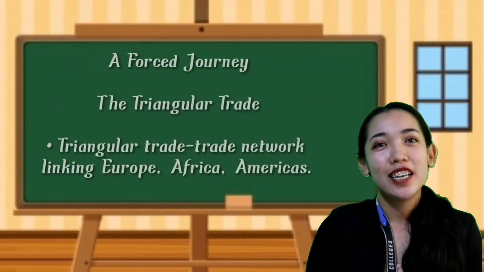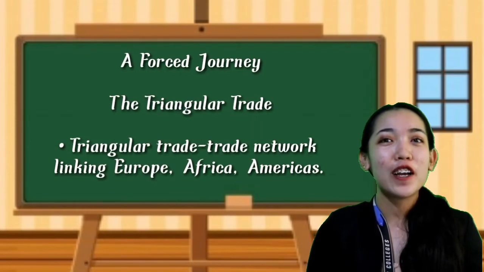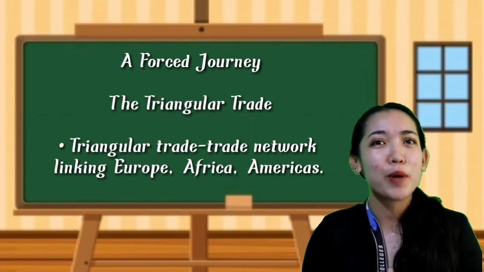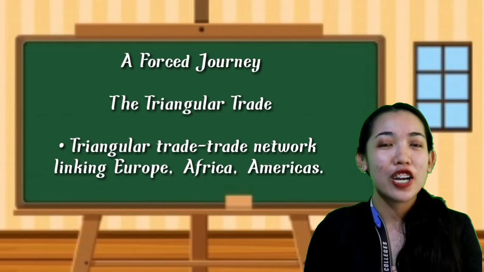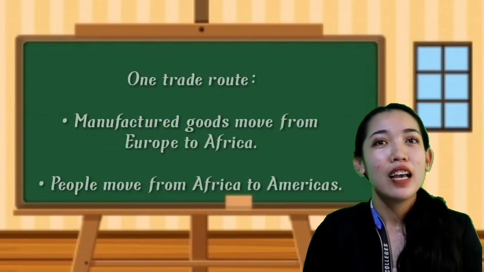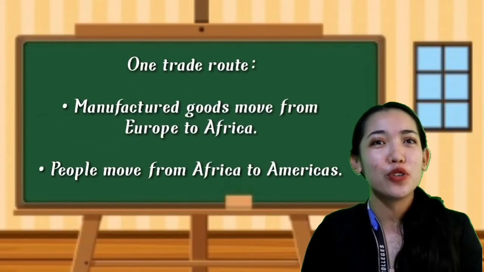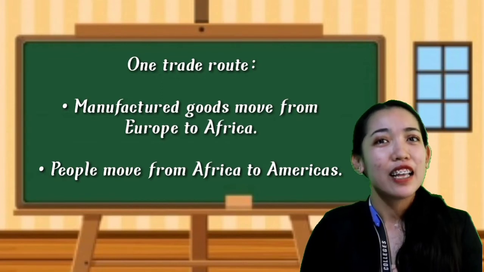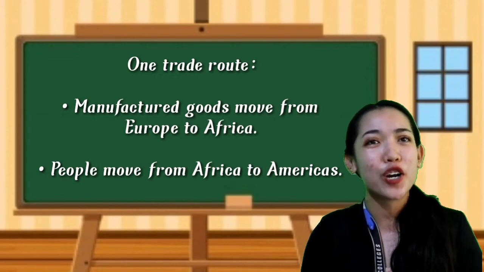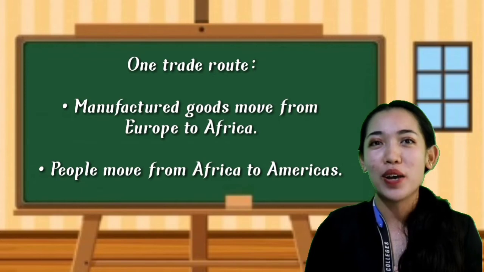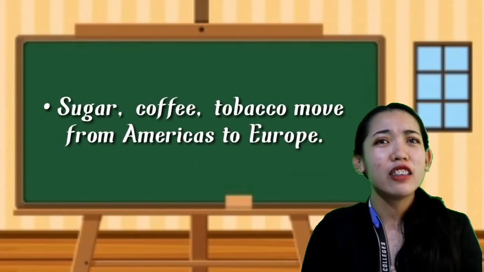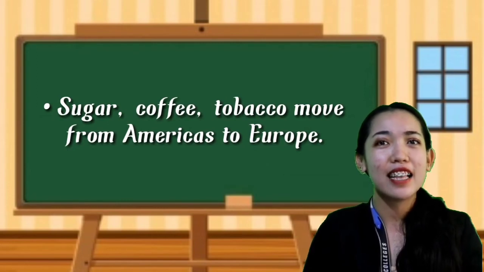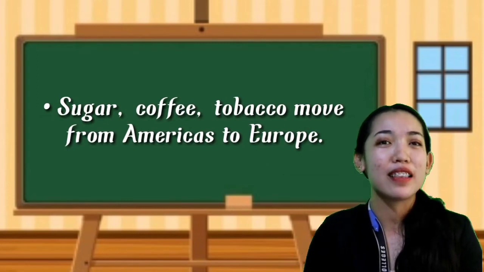The triangular trade: Africans transported to the Americas were part of a transatlantic trading network known as the triangular trade. Traders exchanged goods for captured Africans. The Africans were then transported across the ocean and sold in the West Indies. Merchants bought sugar, coffee, and tobacco in the West Indies and sailed to Europe with these products.